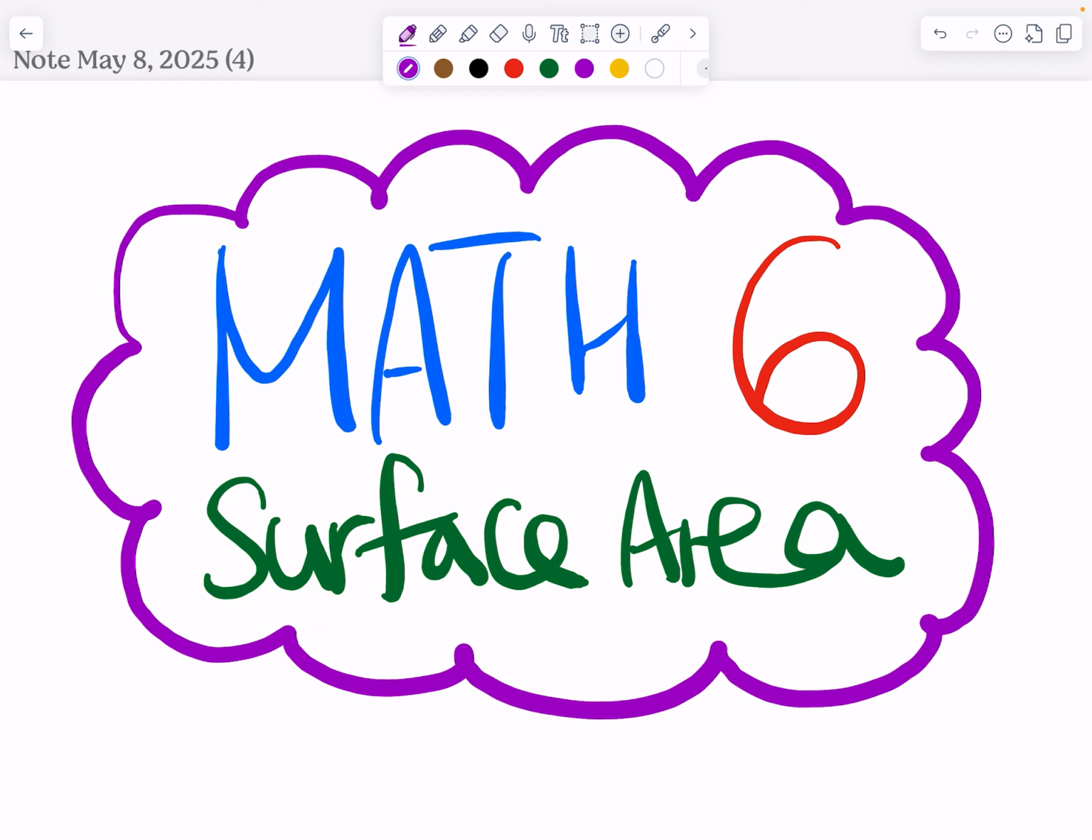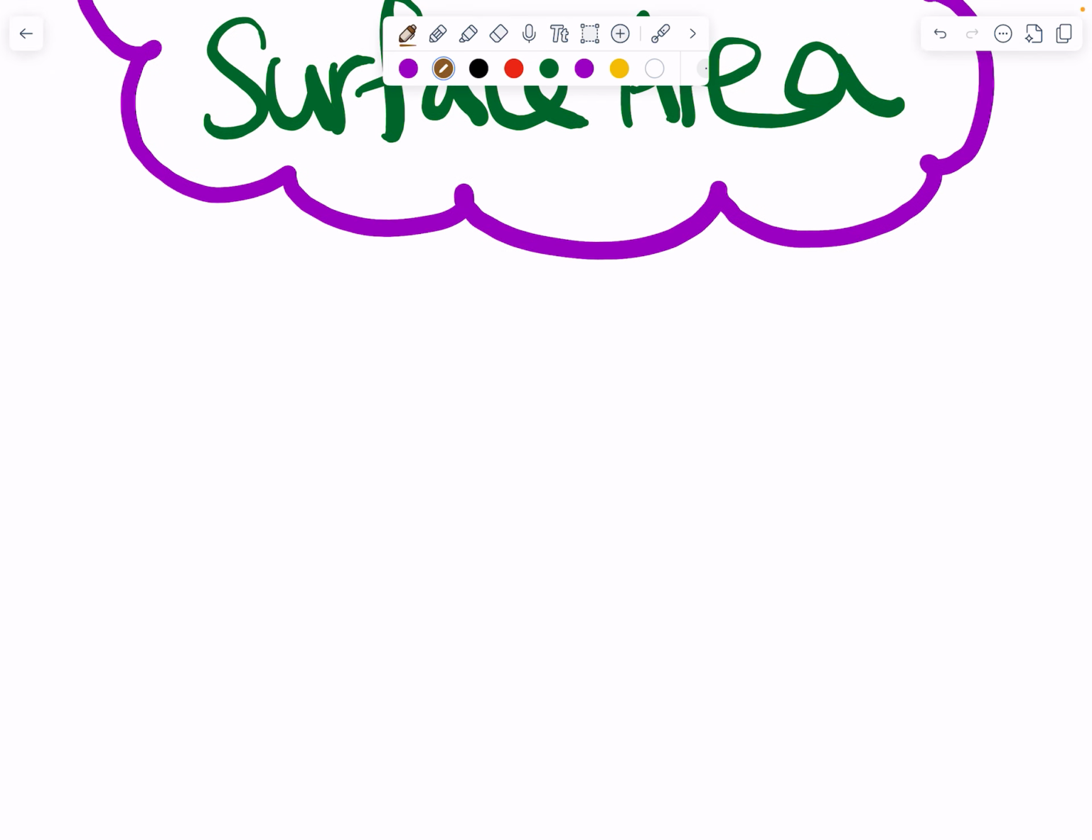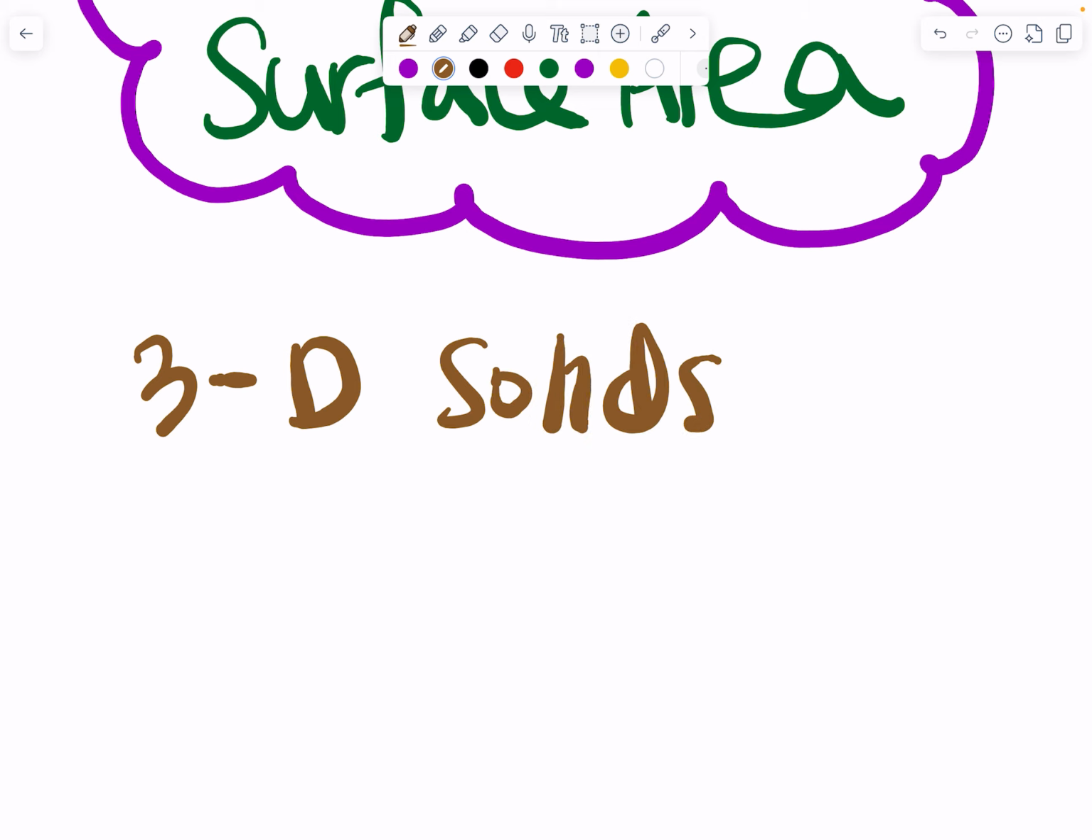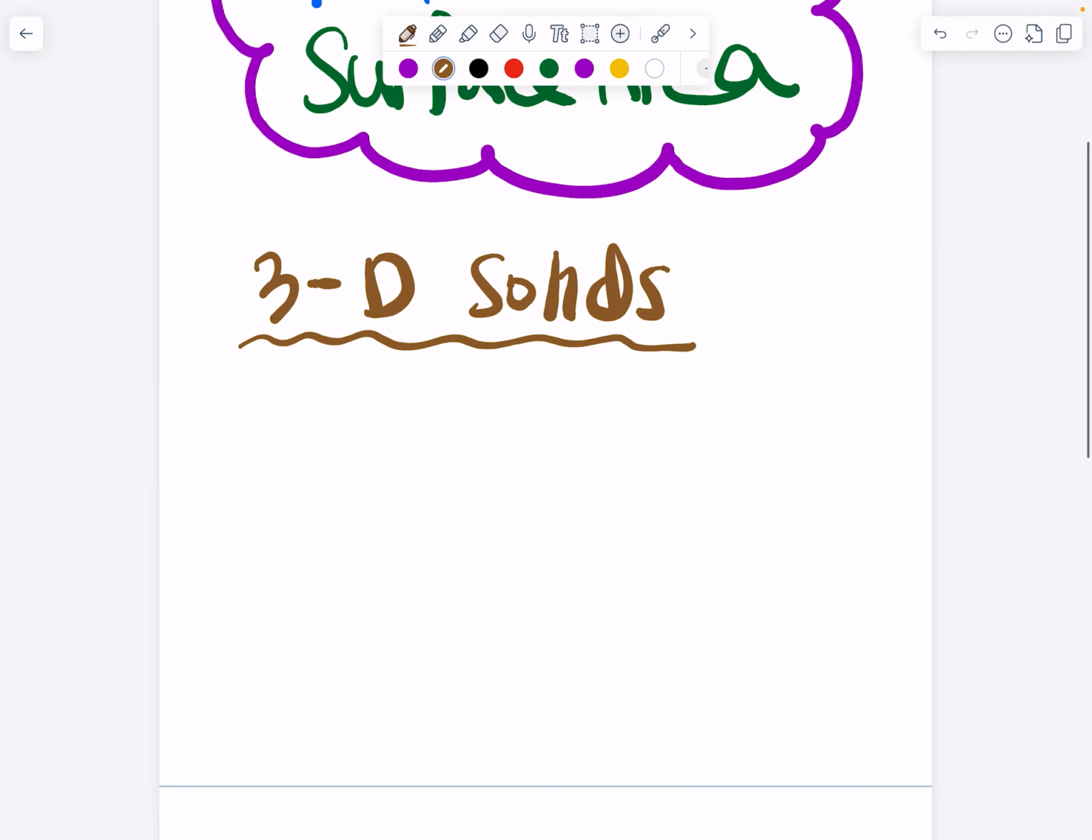Now, up until this topic, we were talking about how to find the area and perimeter and circumference of 2D figures, and then we enter the 3D world. Finally, fancy 3D solids. Ta-da! All right, so that's that.